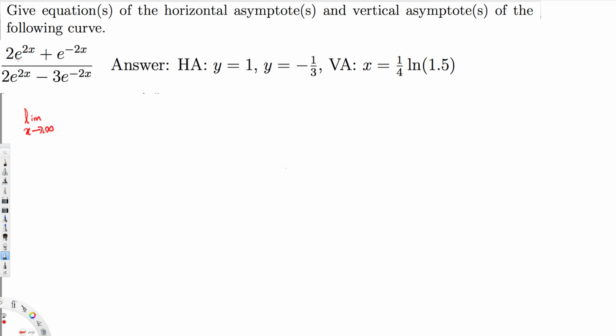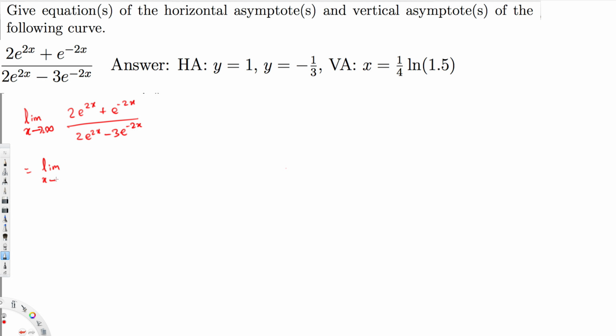In this case, I copy this equation down. It's going to be (2e^(2x) + e^(-2x)) over (2e^(2x) - 3e^(-2x)). Whenever we have a limit that's approaching infinity, the first thing we have to do is divide by the variable with the highest power. In this case, we have the highest power as e^(2x), so we have to divide everything by e^(2x). So let's do this.